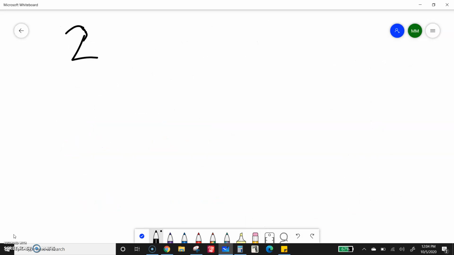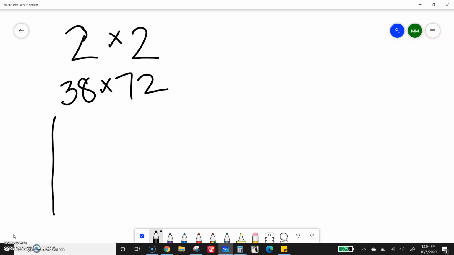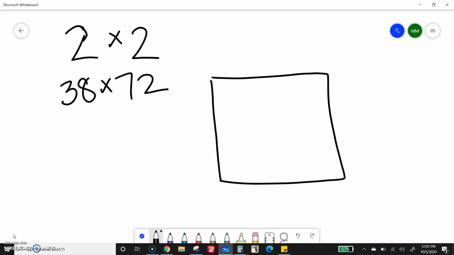I'm going to do another 2 by 2 using the window method. Remember, if I'm ever going too fast, you can always pause and rewind if you missed something. We'll do 38 times 72. So again, I'm going to draw, oops, got a little close to my numbers. I'll do it over here where I have a little more space. I'm going to do 2 by 2.